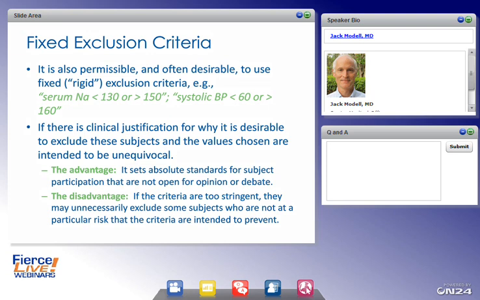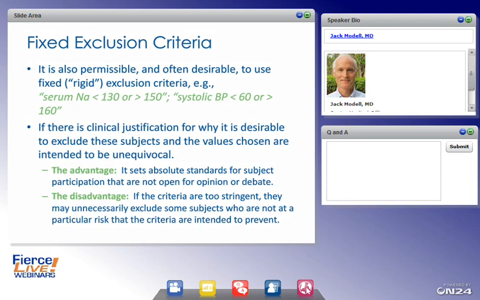The advantage is that it sets absolute standards for subject participation that are not open for opinion or debate. And I'll show you an example of this in just a minute. The disadvantage, if the criteria are too stringent, then they could unnecessarily exclude some subjects. So for example, I don't want anyone with a blood pressure of greater than 140. Well, like I said, if a 141 is okay, make it a 150 or a 160. But if you really think through them carefully, they can really be helpful.